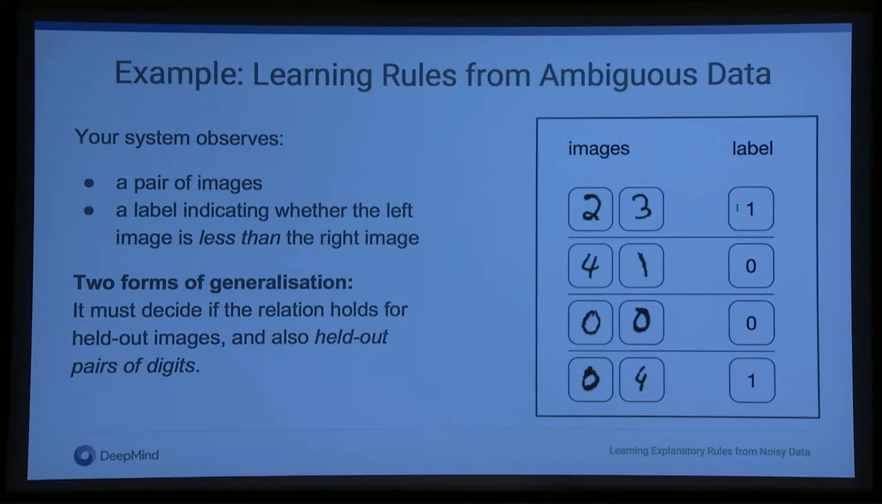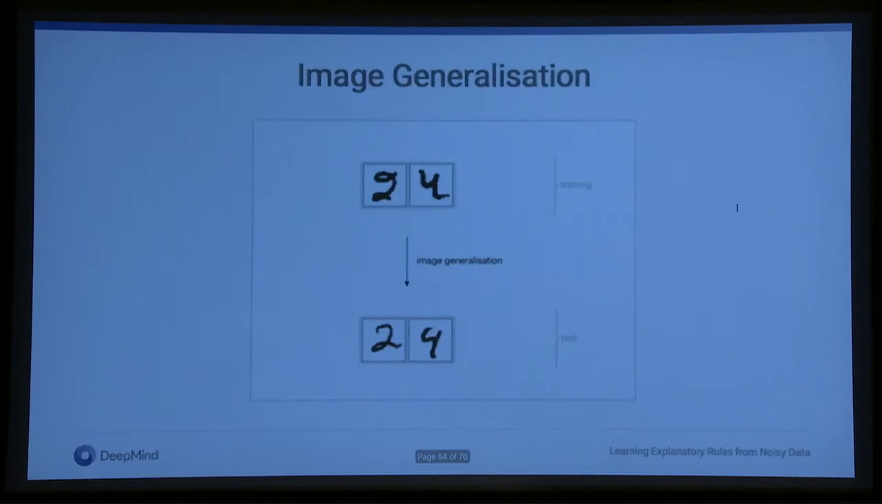This involves two types of generalization. One is image generalization, and the other is symbolic generalization. Image generalization is, if I've seen some examples of the 2-digit and some examples of the 4-digit, and I've seen examples where 2 is less than 4, then if I see a new image of a 2 and a new image of a 4, I should still think that's less. 2 is still less than 4. This kind of generalization neural networks are very good at.